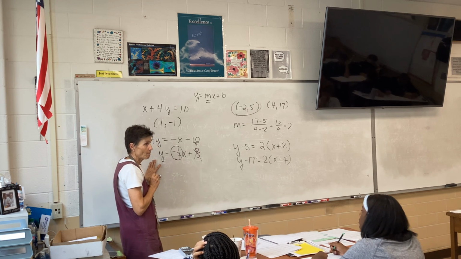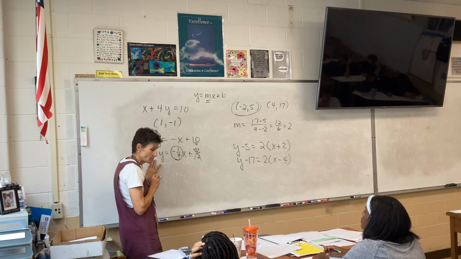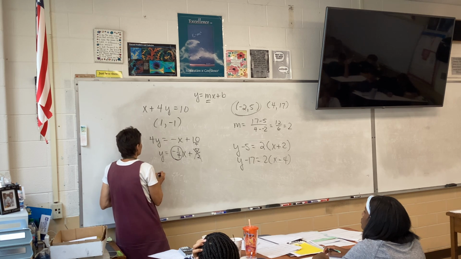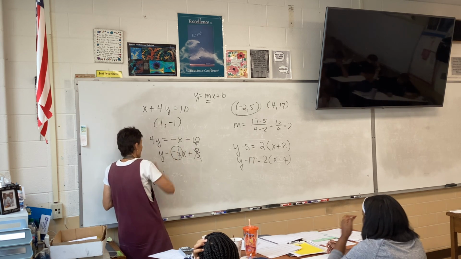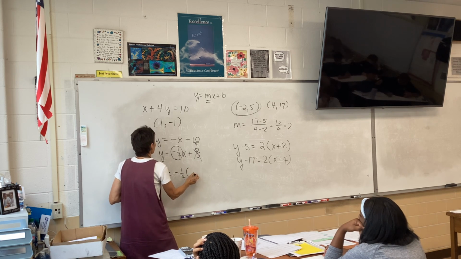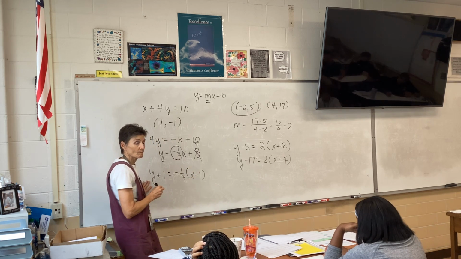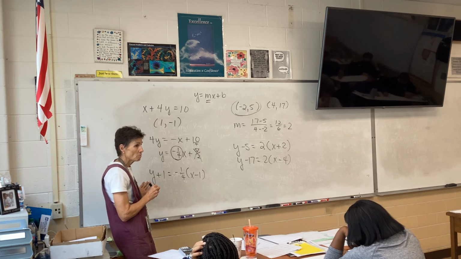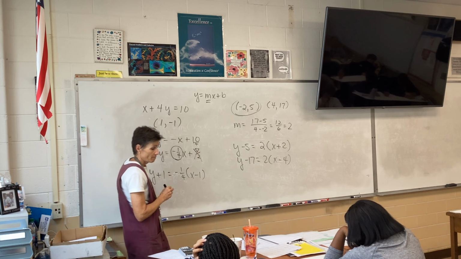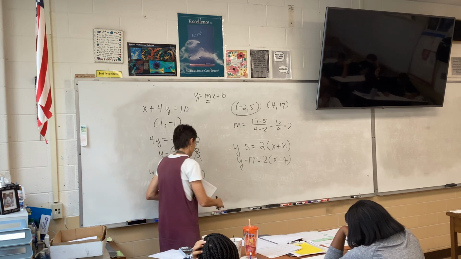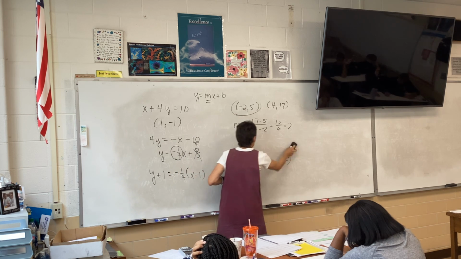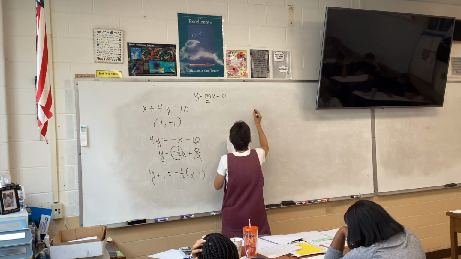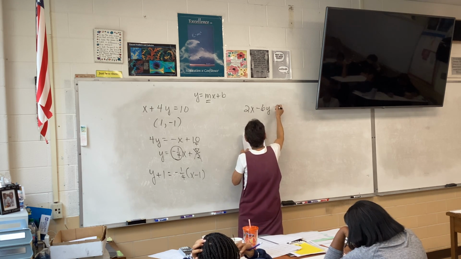If the lines are parallel, what does that mean? Same slope. So y plus 1, I'm using my point that they gave me, equals negative 1/4 x minus 1. Is that okay? How about this one?